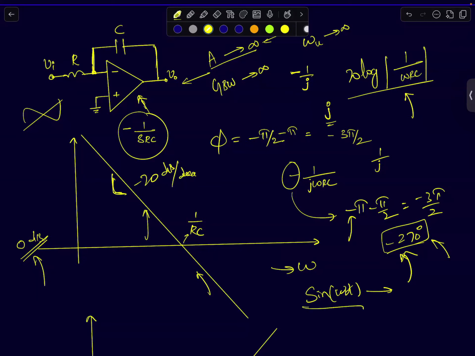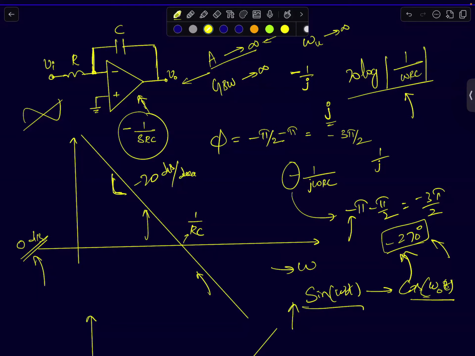If you feed a sinusoid, what should I get at the output? I'm feeding a sine signal, sine of omega naught t. What do you expect at the output? Forget about its amplitude. What kind of a waveform will you get at the output? Yeah, a sinusoid with a 90-degree phase shift. What is a sinusoid with a 90-degree phase shift? A cosine waveform. So if you feed a sine, you will get cos. So just keep that in mind.